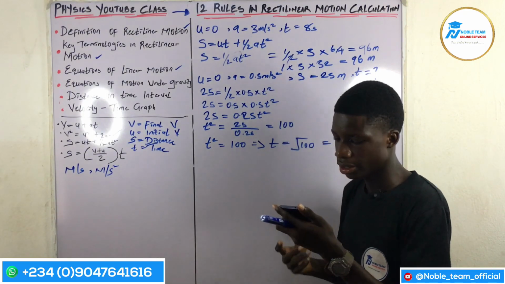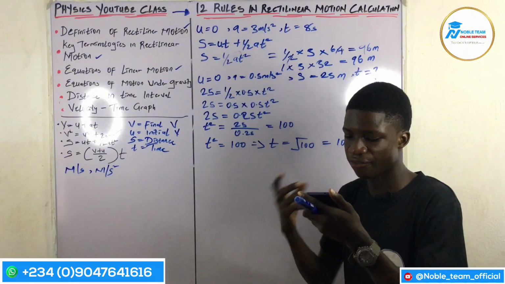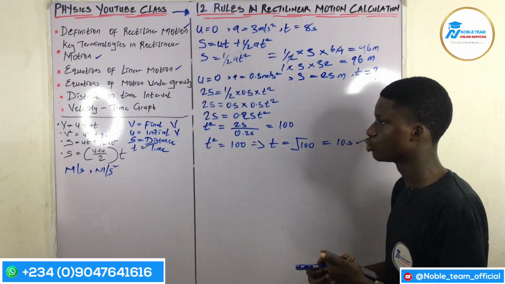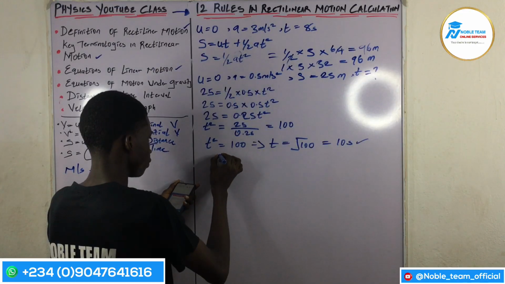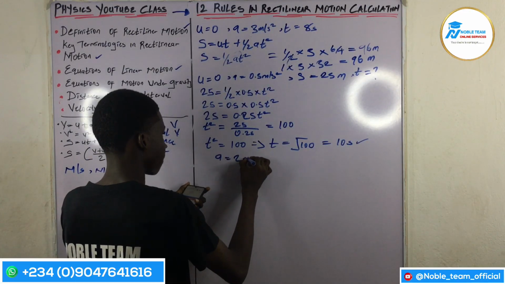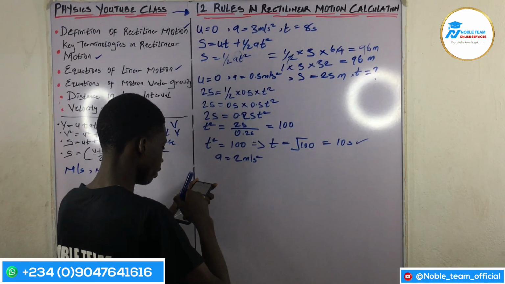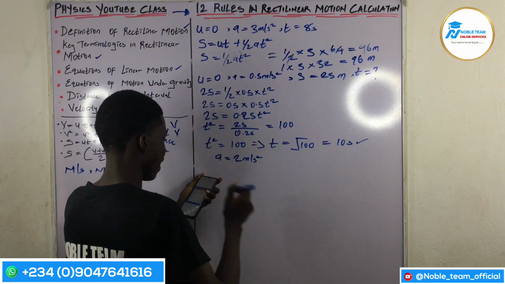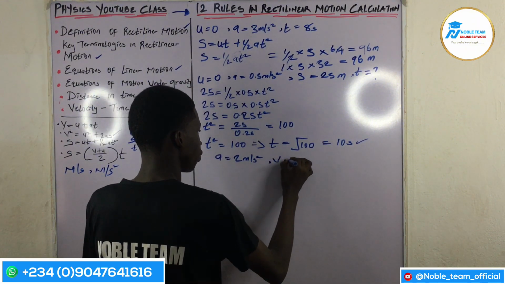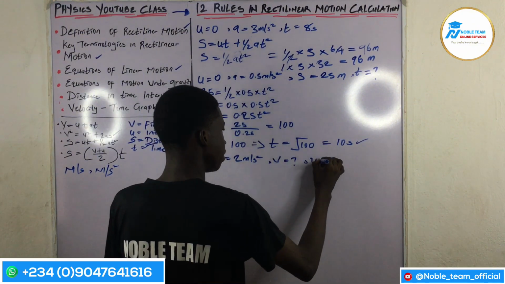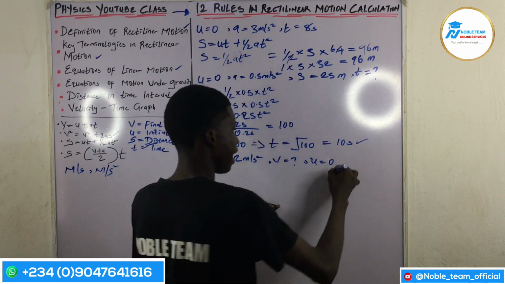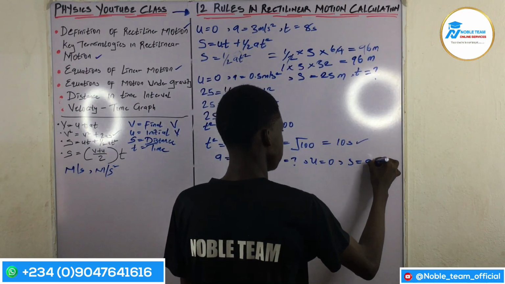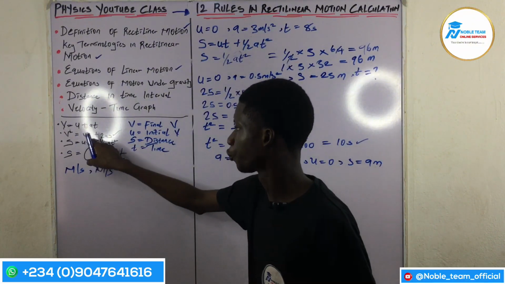We should get the velocity. Now, what formula am I going to use? Let me write out the parameters. I have acceleration, which is 2 meters per second squared. Then my distance, my v is unknown. My u is 0 from rest. Then my x is what? 9 meters. I'm going to be using this formula.